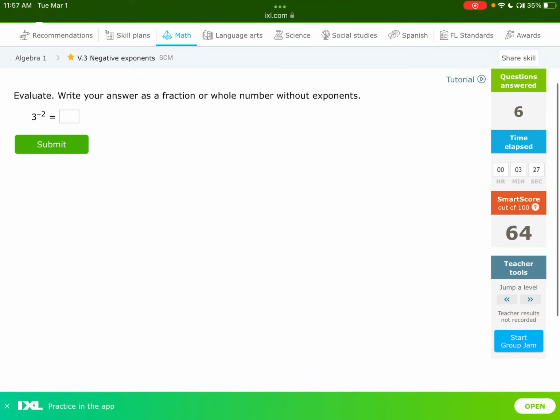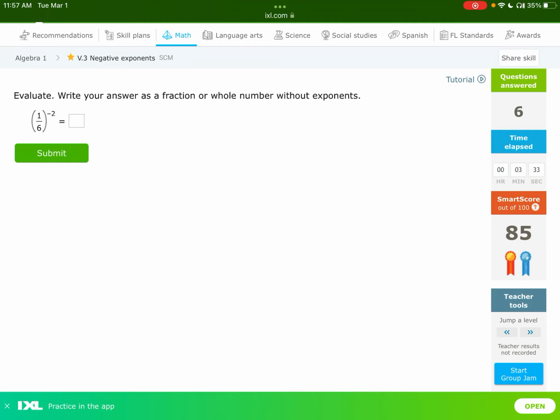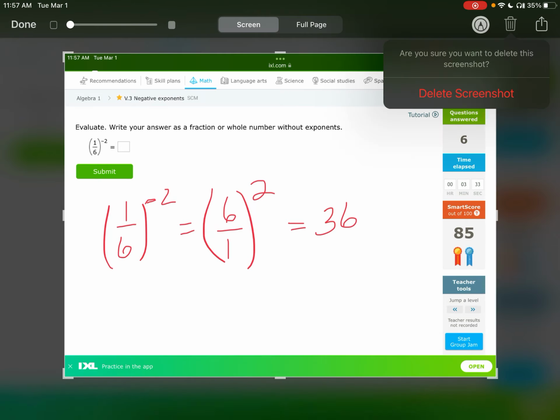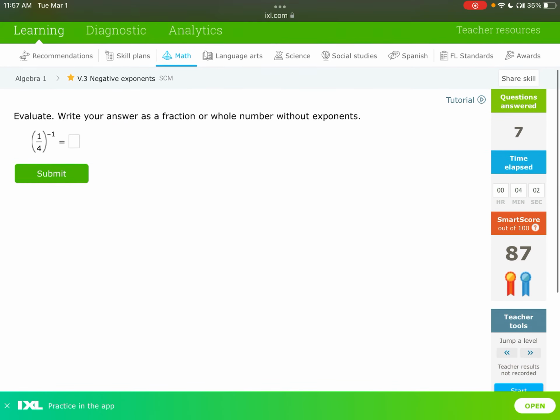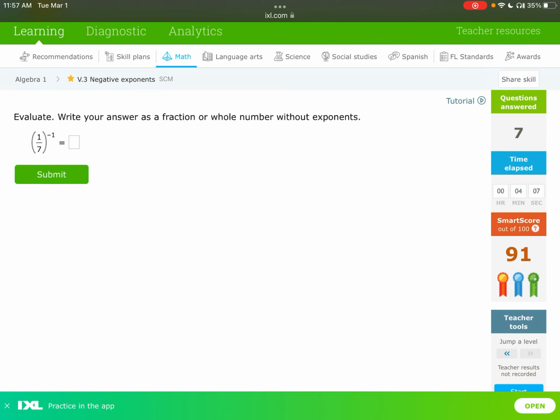And then I think we have got it from there. I'm just jumping levels just to see. Oh yeah, let's do this one. So this one, we've got this whole fraction happening. So when I have 1/6 to the negative 2, because that whole fraction is there with the negative exponent, that negative exponent is going to flip the whole thing. Once I flip it, that exponent becomes positive. 6 over 1 is just 6, and then 6 squared is 36. So on this one, I will enter in 36. And I think that should do it. Yep, that should take us there.